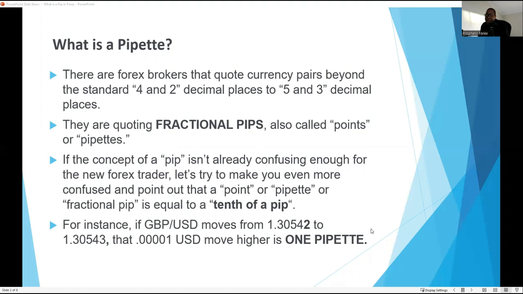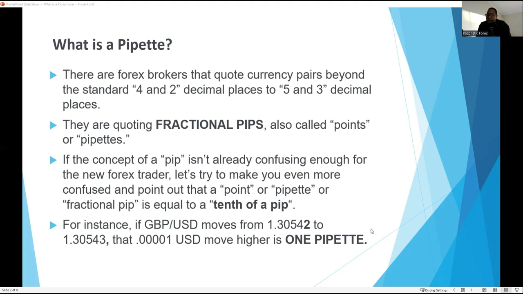So let's try to make it even less confusing and get to the point of points and piplets, or rather fractional pips. To understand that, especially when you're trading NASDAQ or indexes, CFDs, a piplet is equal to a tenth of a pip. That means that 1 pip is equal to 10 piplets. So if you're trading NASDAQ, now you know.